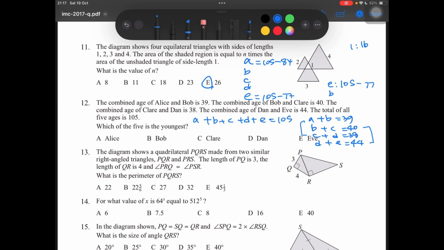For B, we take A, B, plus B, C, plus D, E. From here to here is 105, but I just added 39, 40, 44, minus 105. So 123 minus 105 is 18.